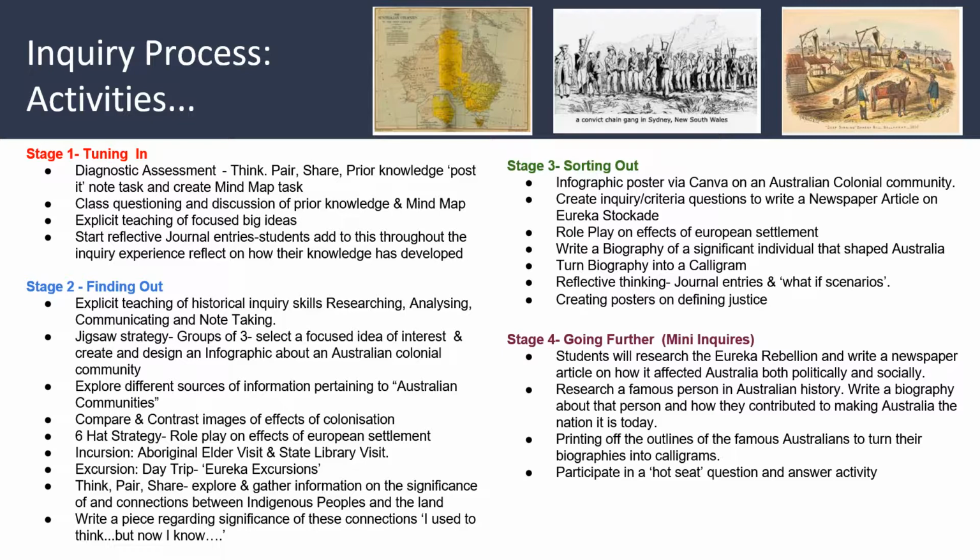The process outlines high-impact teaching strategies, such as explicit teaching of skills, questioning, and collaborative learning. Students' thinking is highlighted in activities such as six-hat thinking, think, pair, share, jigsaw, compare and contrast, hot seat, and reflective activities. Students initially engage with the inquiry through diagnostic testing of prior knowledge of Australia pre- and post-colonisation, through informal questioning, class discussions, and creating a mind map. Students then explore primary and secondary sources as they locate and gather information pertaining to Australian communities from books and videos, for example. Information is then sorted into infographics, calligrams, written texts, and drama performances to demonstrate their understanding.